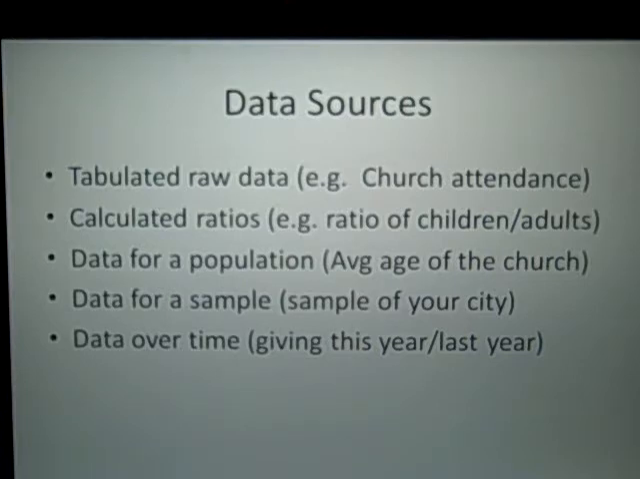The fifth item that I have here is data over time, and this is where we compare what we are doing presently compared to some past time. So we could take last year's giving over this year's giving, last year's attendance over this year's attendance. We could take last year's test scores for our students and this year's test scores, or last week's test scores and this week's test scores. So this just gives you a sample of the data sources that you might be able to draw from.